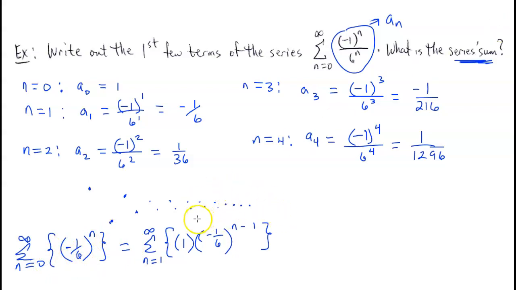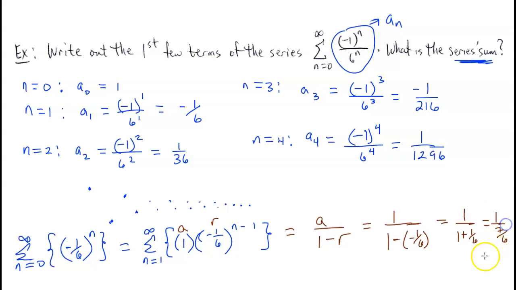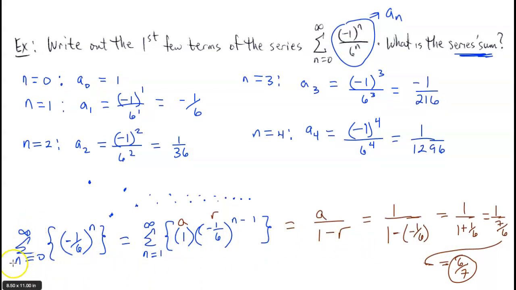So what this tells us is that our a is 1, our r, our common ratio, is negative 1/6. And so that means that the sum of this particular series is just going to be a divided by 1 minus r, where a is 1 again, and r is negative 1/6. So this would be 1 over 1 plus 1/6, which is the same as 1 over 7 over 6, and the reciprocal of 7 over 6 is 6 over 7. So this would be what the sum of that particular series would be. Okay, so let's move on to our next example.